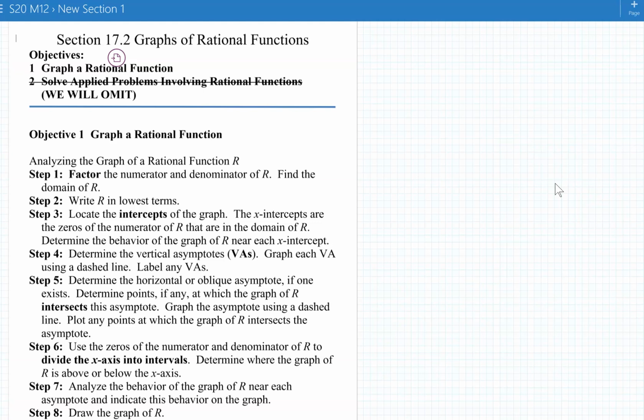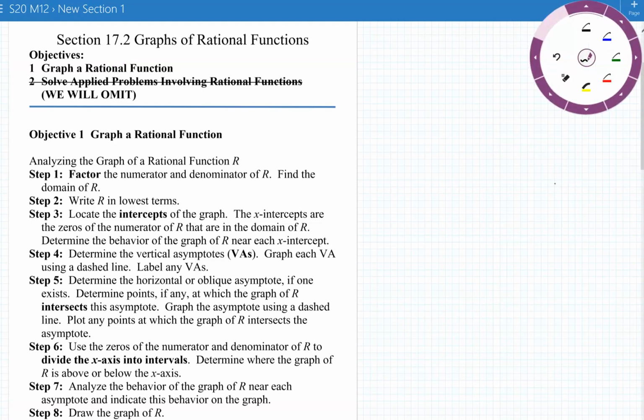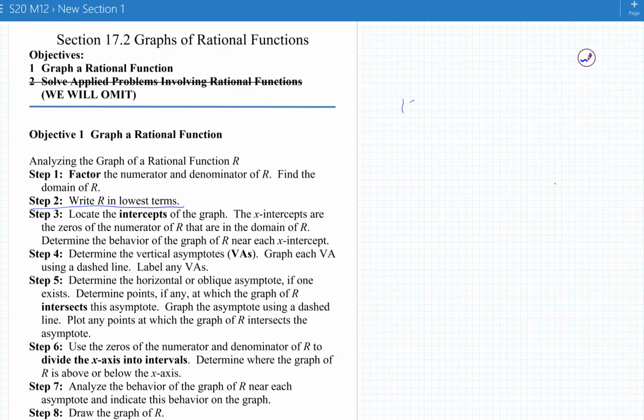step by step, factoring the numerator and denominator, looking for the domain. Then we're going to write R in lowest terms. So let's talk about what that means. When you had a fraction, if you had 12 over 8, you'd say, well, let me write 12 as 2 times 6, which is 2 times 3, and 8 as 2 times 2 times 2. And then I see I have matching factors here, so that's a 1, another pair of matching factors, so that's a 1. So then when I write it as 3 halves, this is in lowest terms.